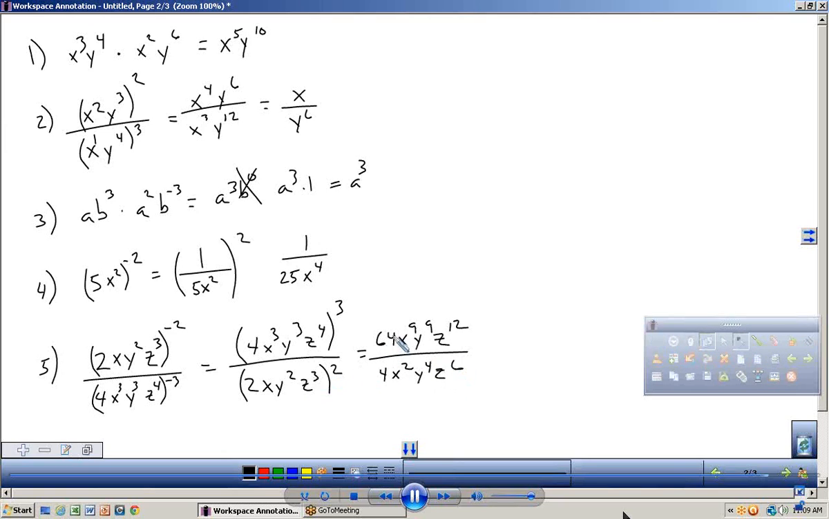Now, if you want to divide, 64 divided by 4 is 16. And then x to the ninth over x squared, there's 7 left on top. Let's see, y to the ninth over y to the fourth, and there's 5 of them. And 12 over 6, there is 6 of them left. It's kind of cool how this whole big jumbling mess can simplify to this relatively simple thing right here.